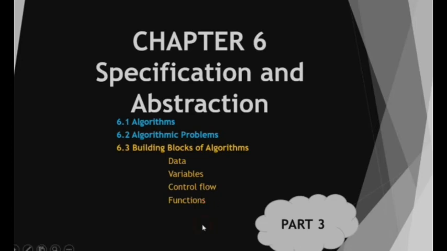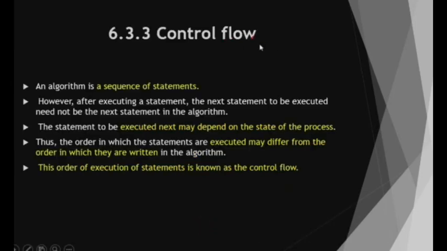Okay, so now we see what is meant by control flow. We already know the definition of algorithm. So what is meant by algorithm? An algorithm is a sequence of statements. If you want to execute the algorithm, the statements can be executed one after another, or we can skip something, or we can repeat. So that order of execution is known as a control flow.